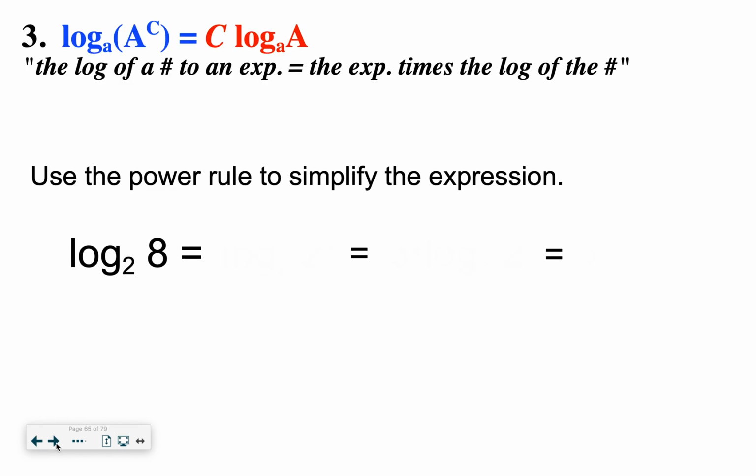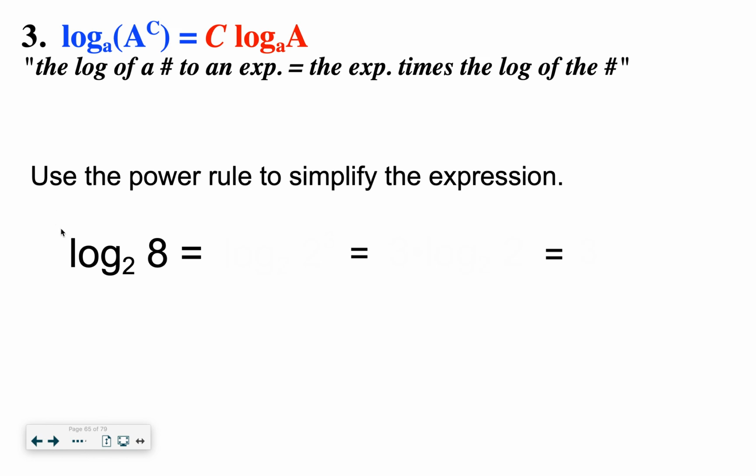All right, last property is the power property. So if you have log of a raised to the power of c, you can expand on it by multiplying the power out in front of the log. So c times the log of a.